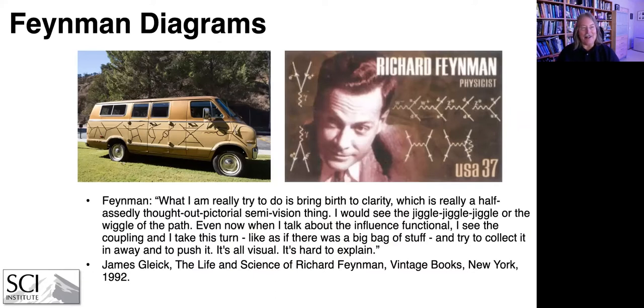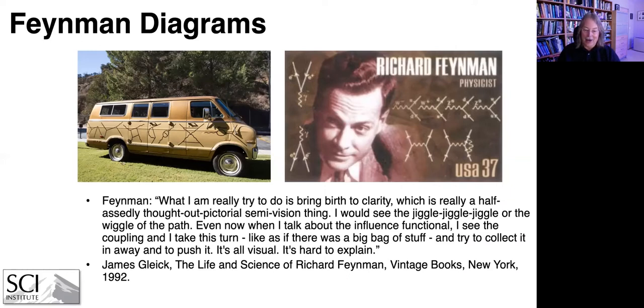This is one that Richard Feynman, the physicist, came up with, which are now called Feynman diagrams, that he created to try and understand this really complicated mathematics of quantum electrodynamics, which he used to do the work that he received the Nobel Prize for. And you see his van there off the left with Feynman diagrams on there. And there was a stamp issued a while ago with the Feynman diagrams.